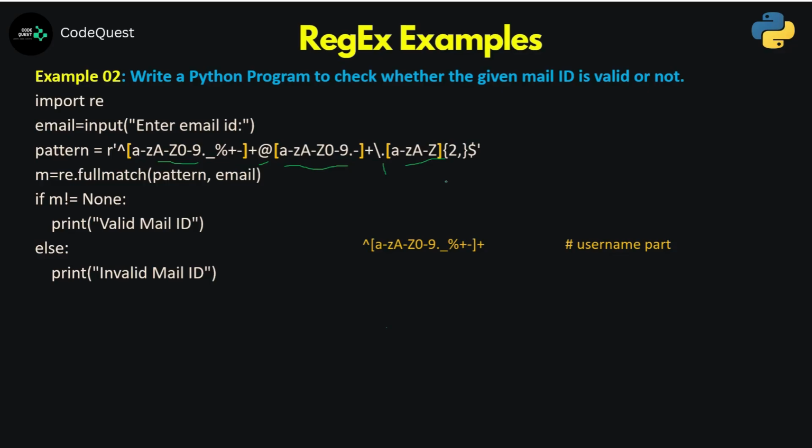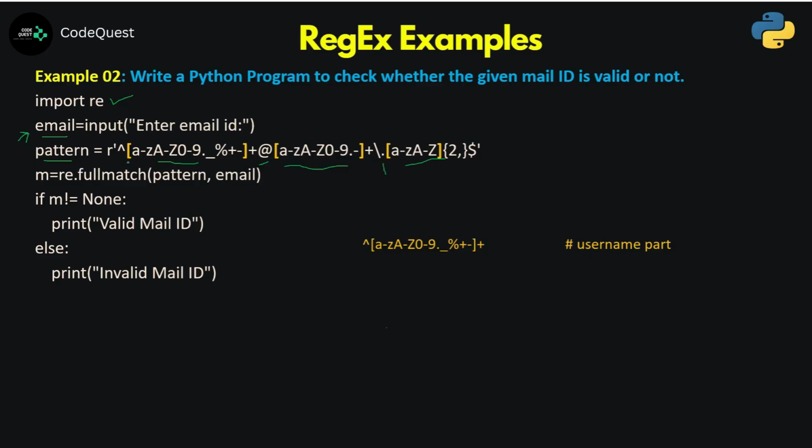all these. So what we have done here, we have initially imported this RE module because that is necessary for any kind of pattern matching. Secondly, we are trying to input the email ID which I want to verify, whether it is a valid one or not, into a variable called email. Now here we are preparing a pattern. So let's understand this pattern now.